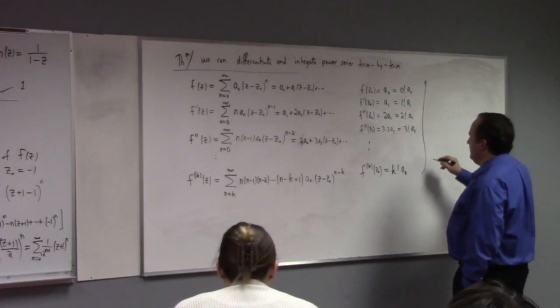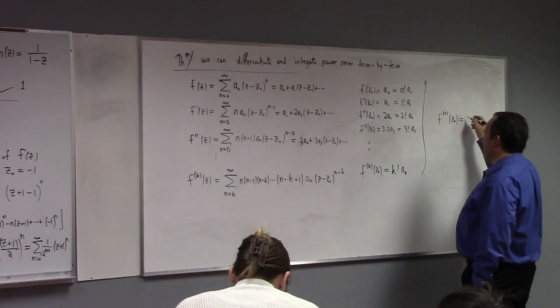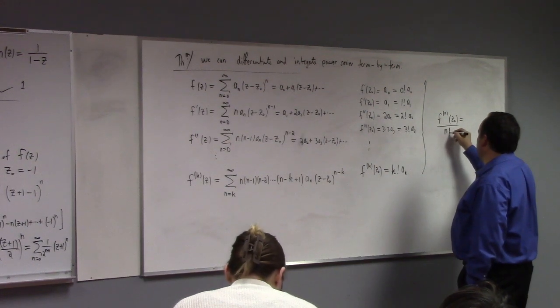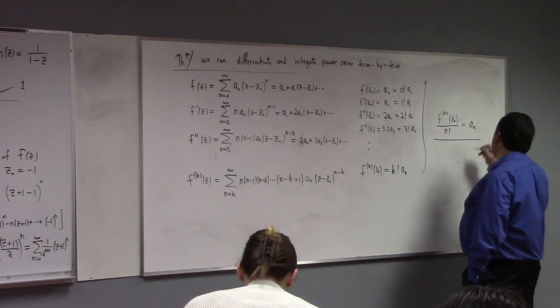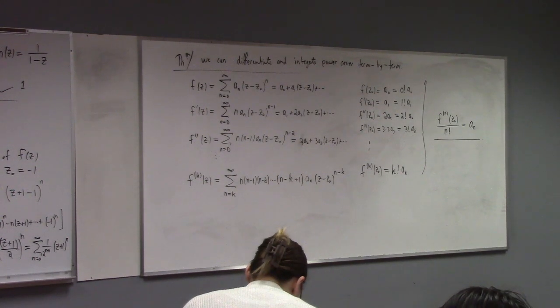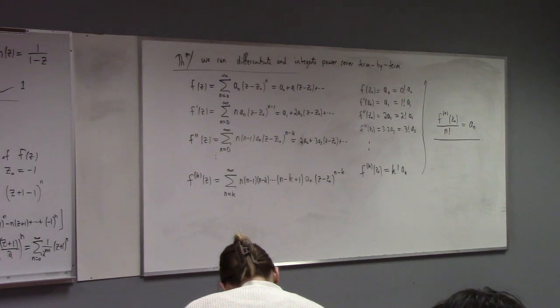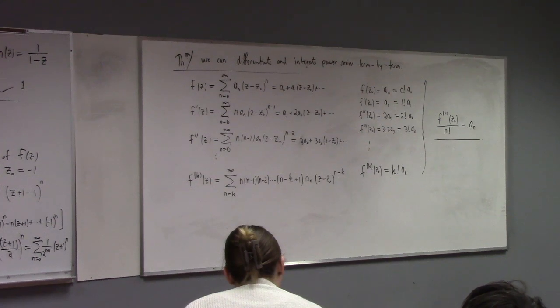You put this all together, and you observe the pattern that the nth derivative at z naught, divided by n factorial, is the formula for a sub n. So if you have a power series and you have a formula for its nth coefficient, then you know the nth derivative at the center of the power series. It's right there, staring you in the face. You just got to adjust for the factorial, but that's it.